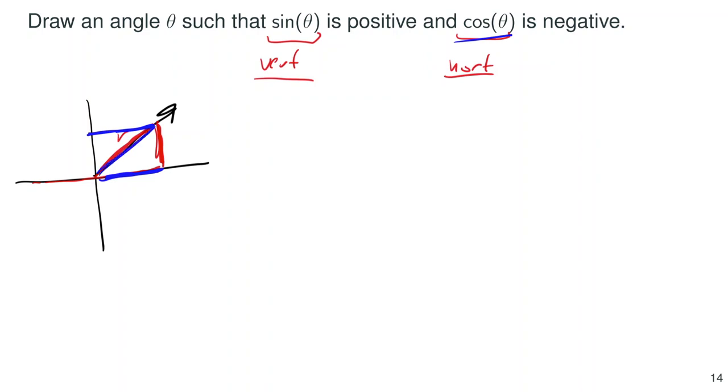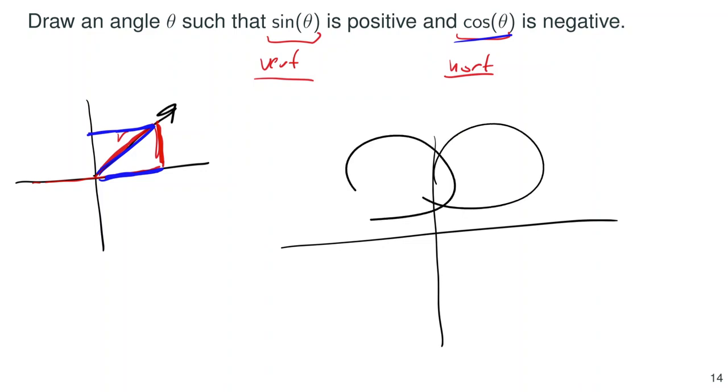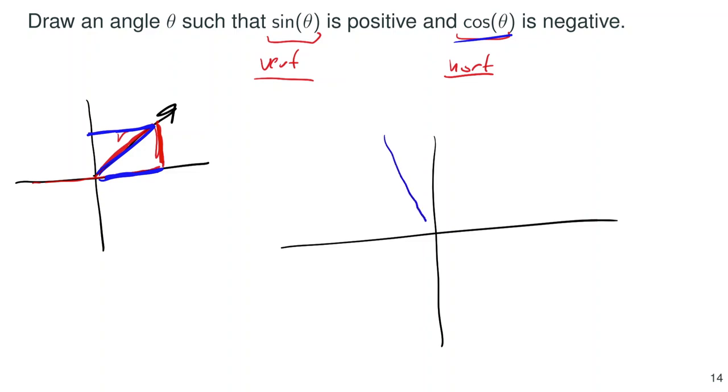So here essentially is asking, when is the vertical distance positive and horizontal distance negative in terms of an angle? So sine is positive, that means it has to be first two quadrants, because that's when the vertical distance is positive. Cosine negative means when x value is negative. So any angle in second quadrant would work in this case. So maybe something like this, start from initial ray, stop here.